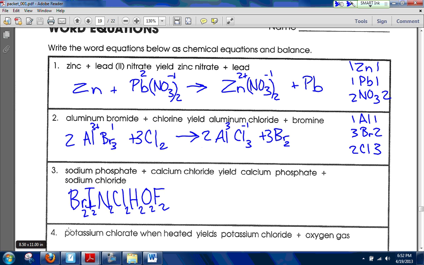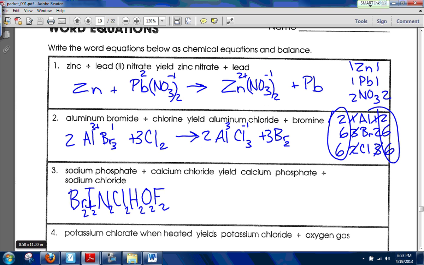And I'm going to do all my numbers again. So now I have 2 times 1 making 2 aluminums on the left. And I have that 2 also makes 6 bromines. And then the 3 times 2 for the chlorine makes 6. On the right side, I have 2 times 1 giving me 2 aluminums. I have 3 times 2 chlorines giving me 6 chlorines. And 3 times 2 bromines giving me 6. Matched up. We're good.